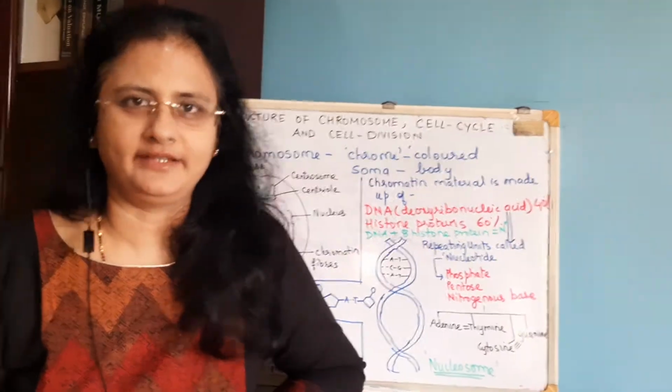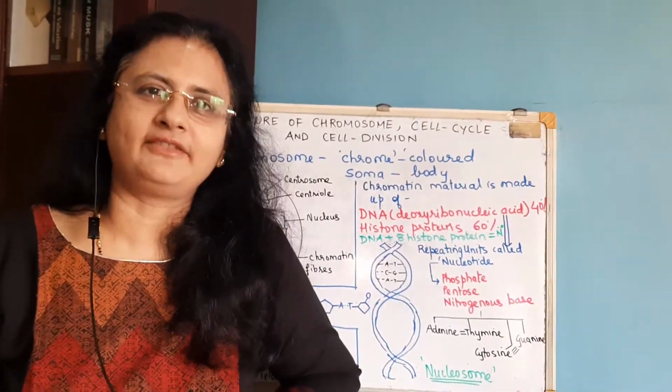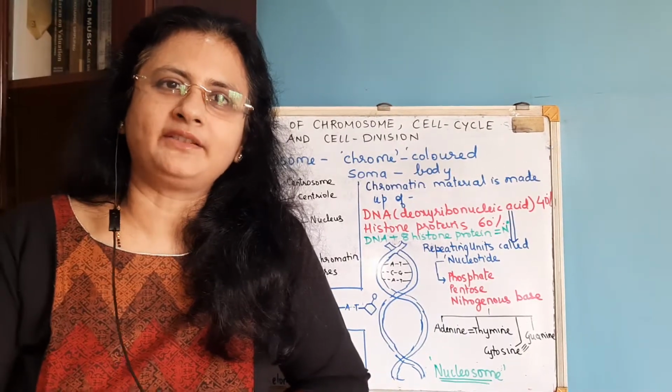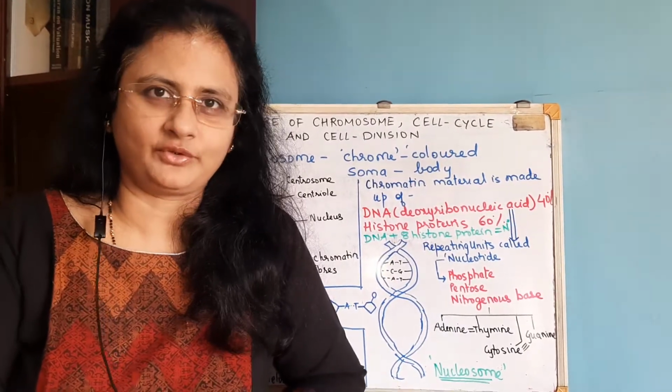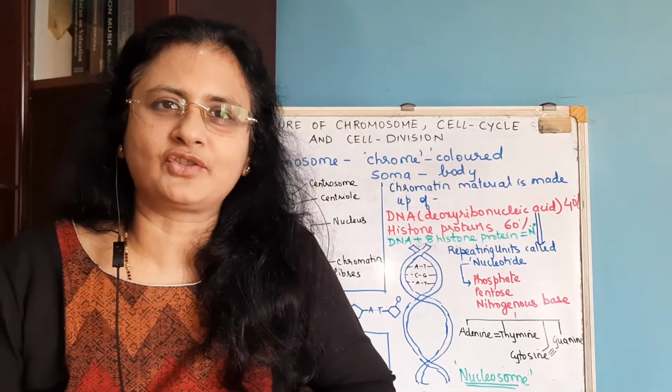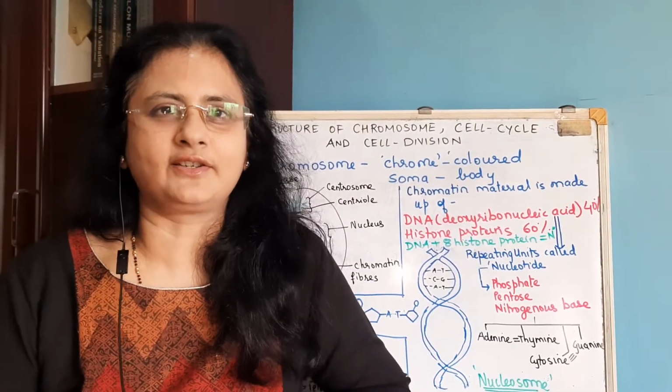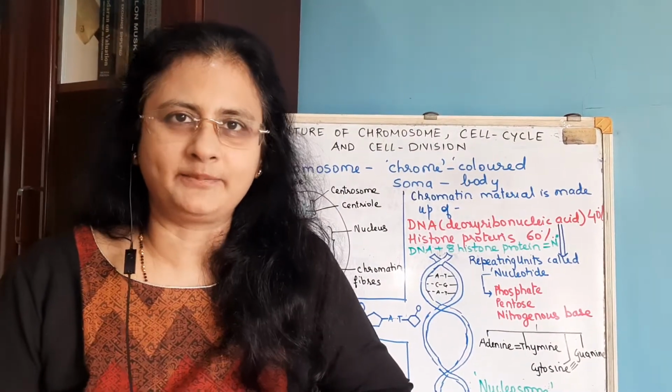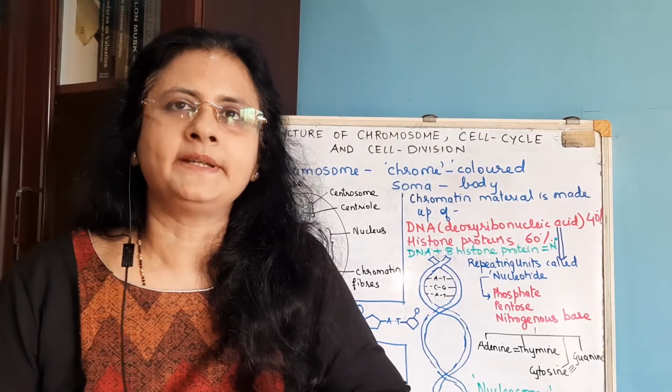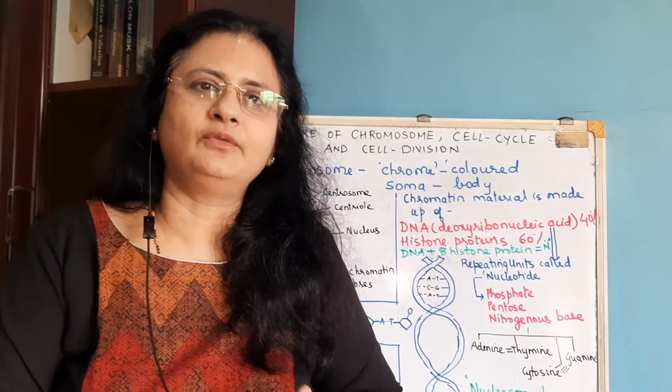Today we are going to start a new chapter, the structure of chromosomes, cell cycle and cell division. This chapter is divided into two parts. In the first part we are going to discuss the structure of the chromosomes, and in the second part the actual cell division, the different stages of cell division, and types of cell division, etc.